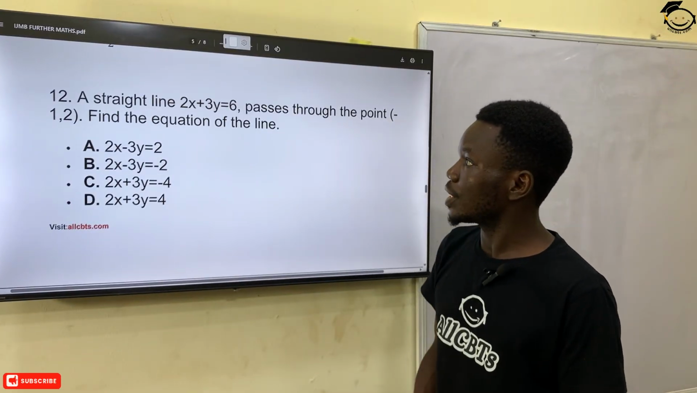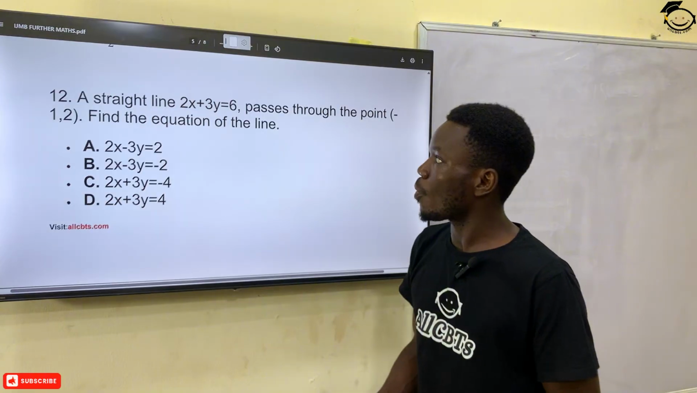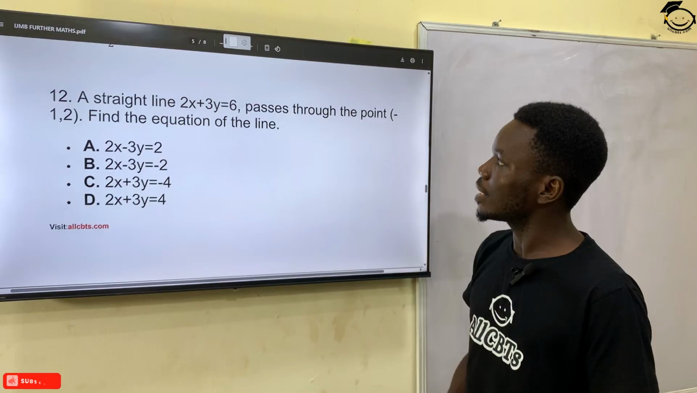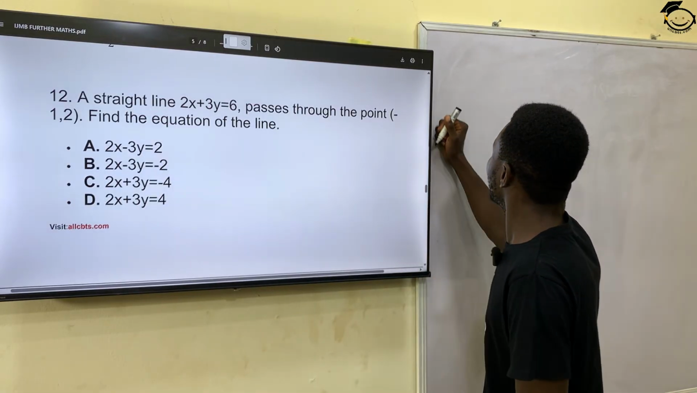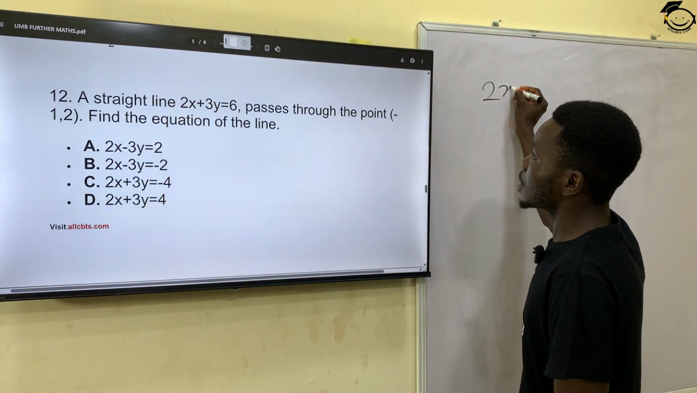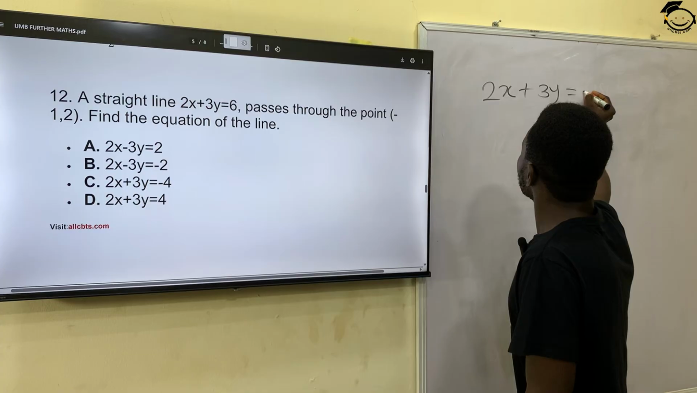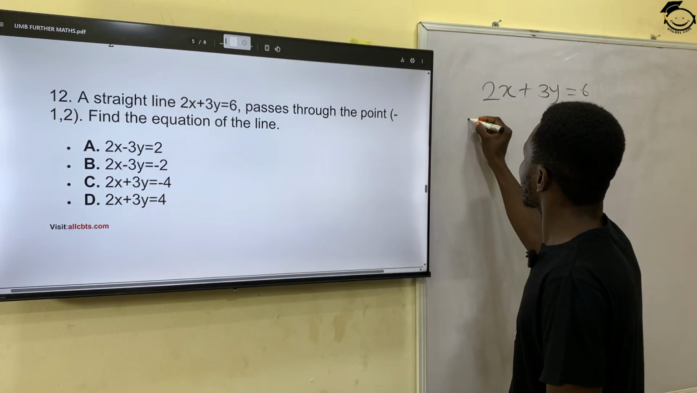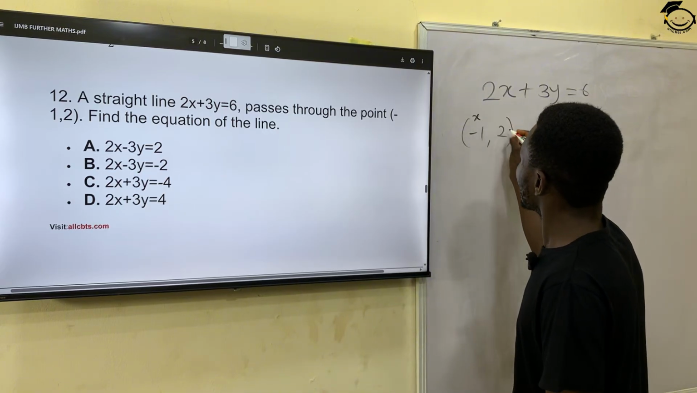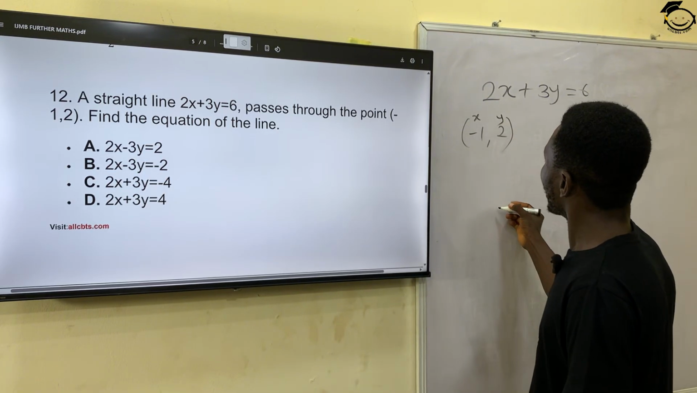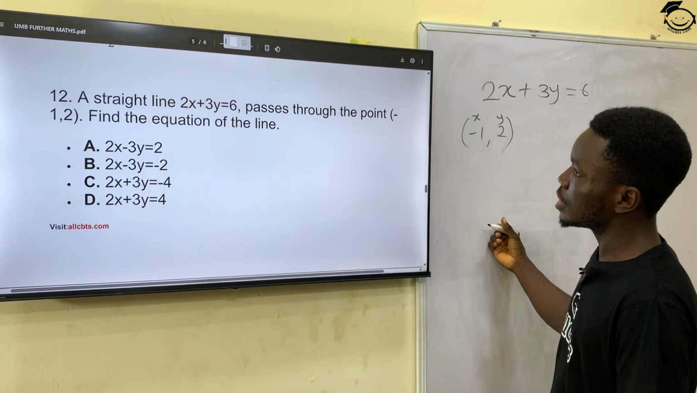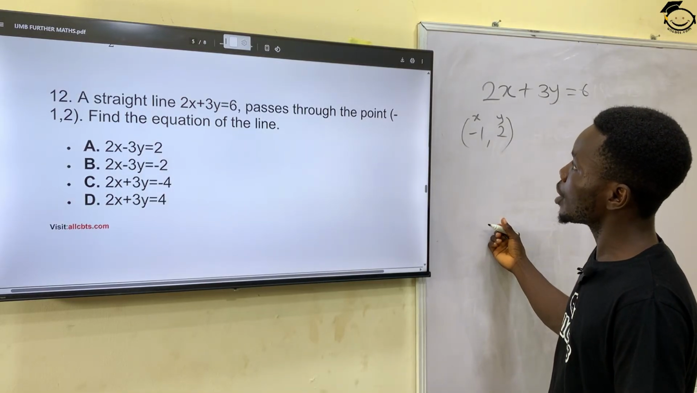So question number 12 says, a straight line 2x plus 3y equals 6 passes through the point minus 1, 2. Find the equation of the line. So they've given us the straight line as 2x plus 3y equals 6, and they've given us the point, which is minus 1 and 2. The first one is x, and this is y. So all we have to do is substitute our point into this equation.